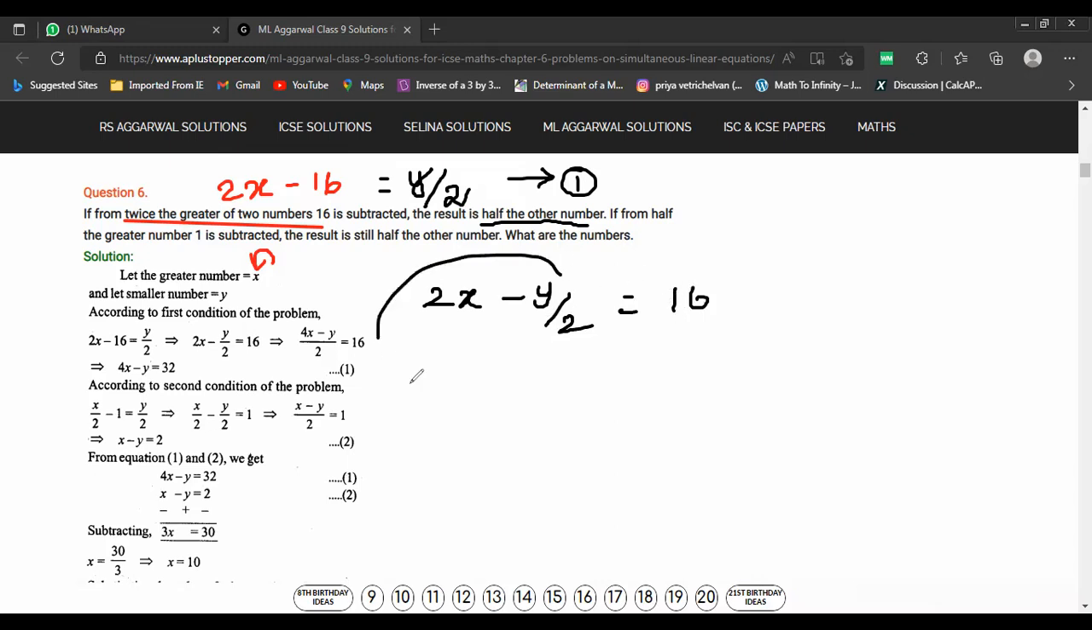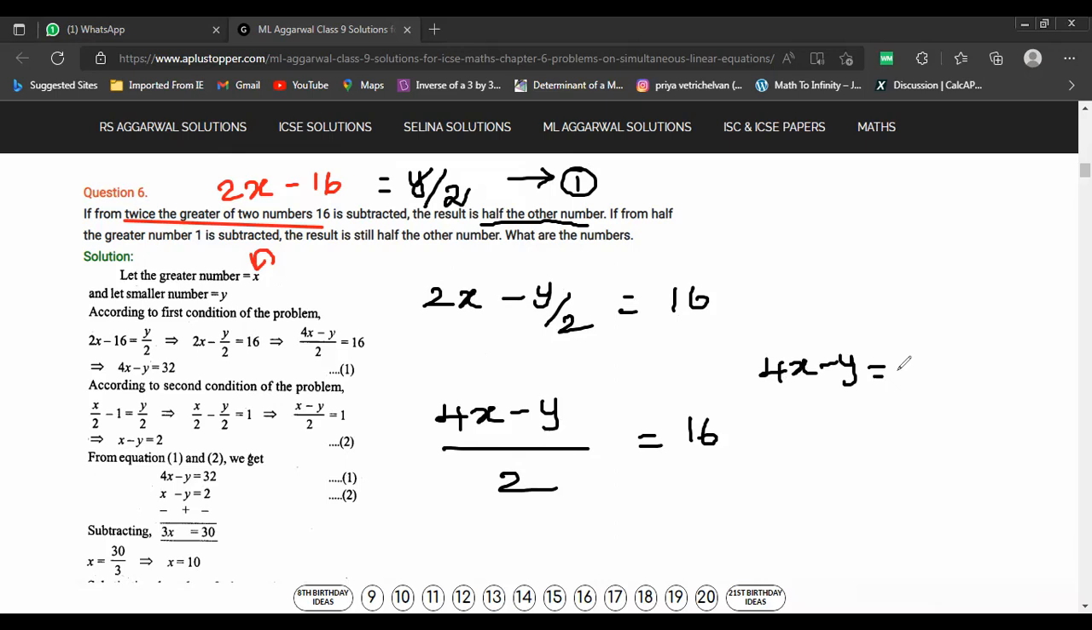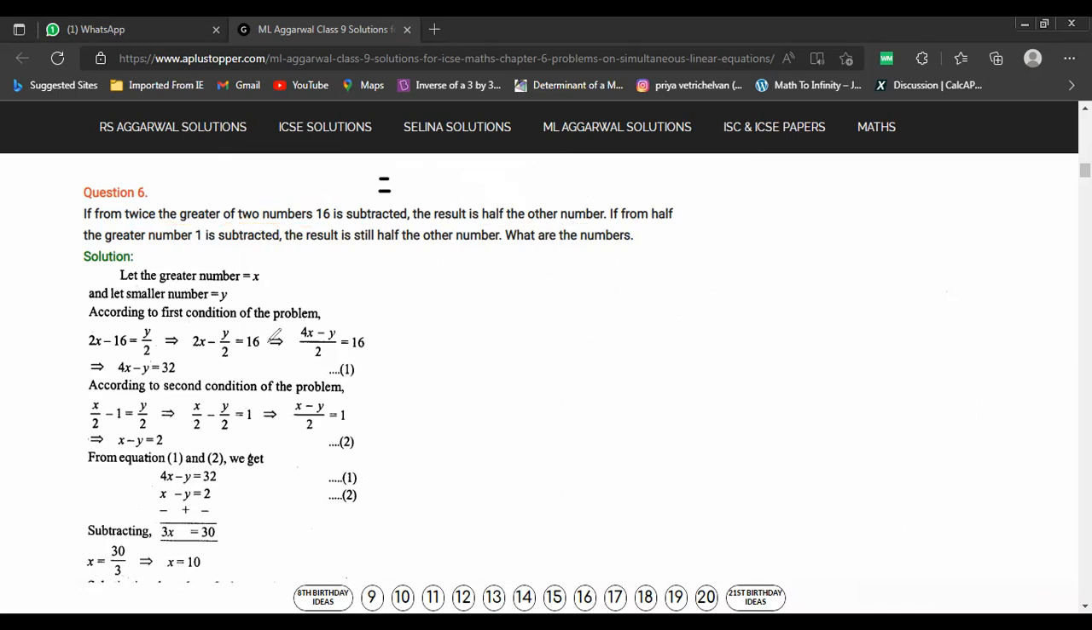And here you do have two different denominators, so you can take the LCM. So it's 4x minus y divided by 2 equal to 16. So it's 4x minus y equal to 16 into 2. So it's 4x minus y is equal to 32. Can you follow? So that is going to be the simplified version of your equation 1. Keep this as equation 1.